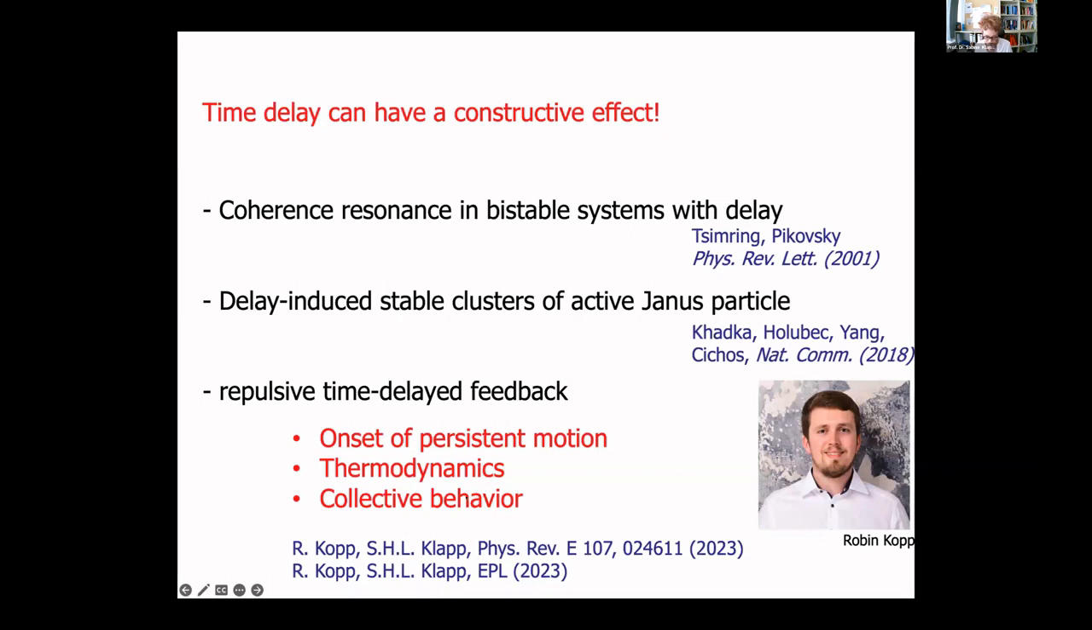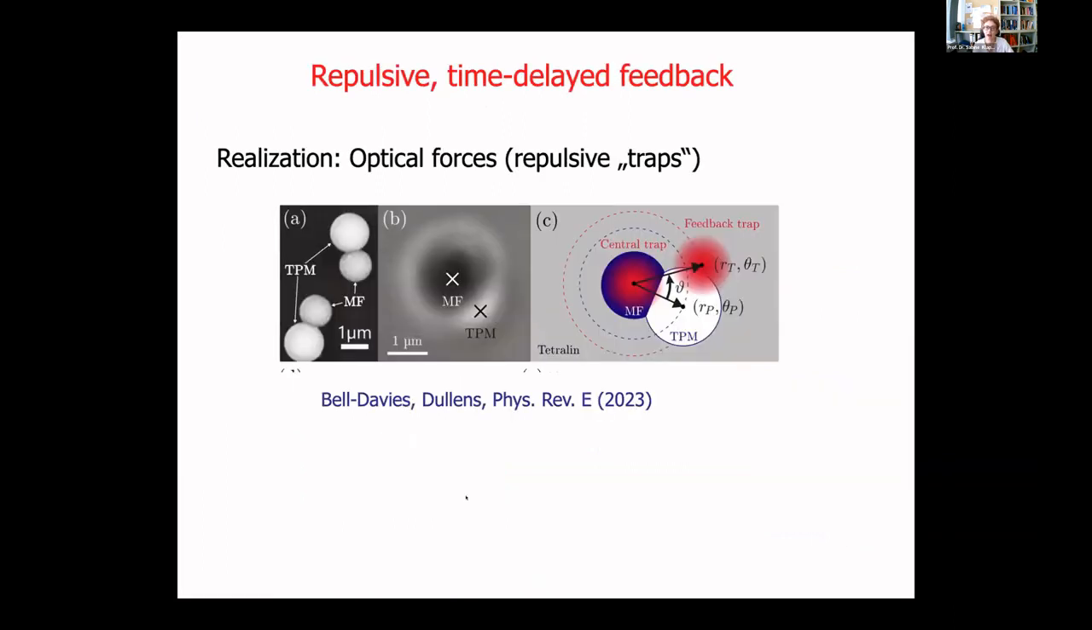And if I have time, finally, a little bit about the collective behavior. Okay, so repulsive time-delayed feedback can be realized experimentally, for example, by repulsive optical traps. There's a nice experiment of the group of Wel-Dallens in the Netherlands. What they used is a combination of optical traps and a dumbbell particle. This is shown here with different refractive indices.